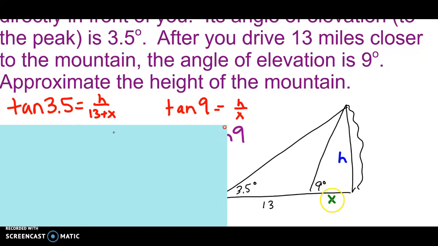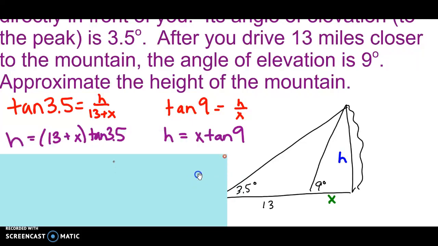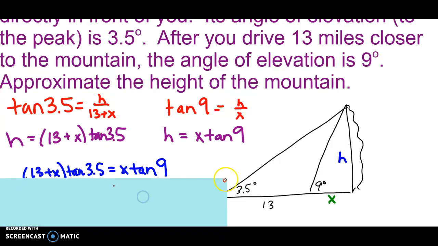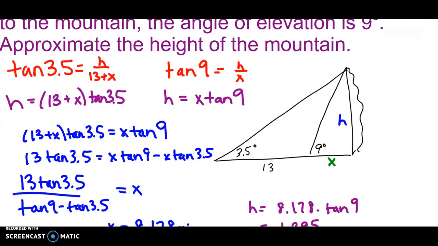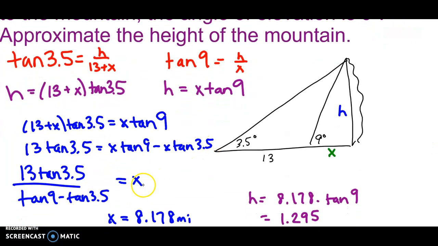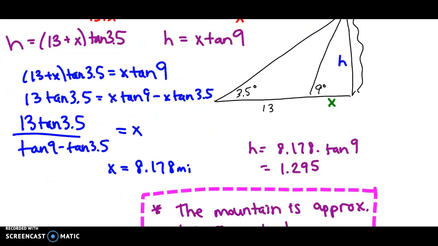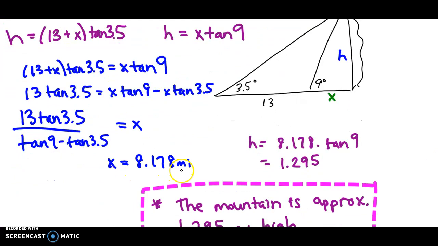To do that, I made this x. So I said that the tangent of 3.5 degrees is h over x, and then the tangent of 9 is h over x. Then I solved each of these individually for the variable h. Since both of these equations equal h, I can just set them equal to each other. Then I did a bunch of algebra here to solve for x, which you can either slow me down and follow my work, or maybe try it on your own if you didn't get to it. But then I get that x is 8.178 miles.